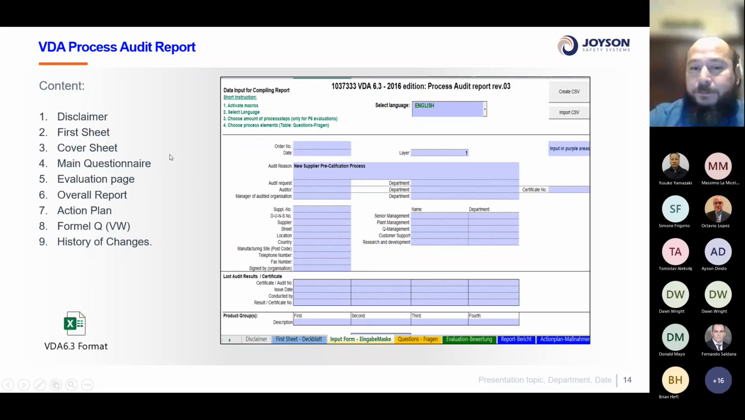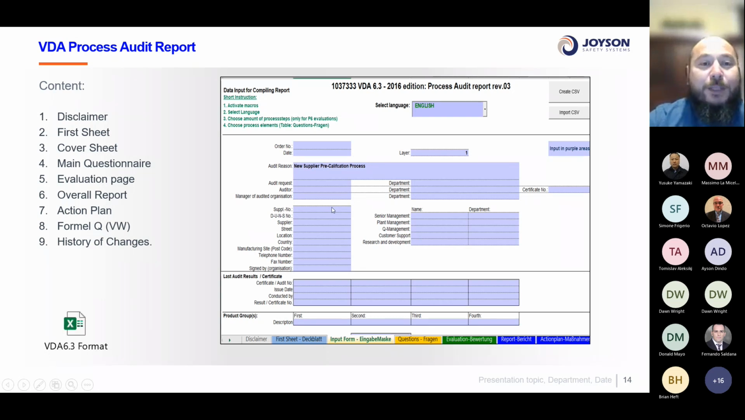In this case, I'm giving you a snapshot from the VDA6 audit report. The audit report contains 9 pages. The first one is a disclaimer from QMC and Volkswagen Institute that the file has predetermined formulas and they have to be respected. They are basically inviting us just to fill the designated fields and avoid messing with the formulas. The moment you mess with the formulas, you are going to be in trouble.